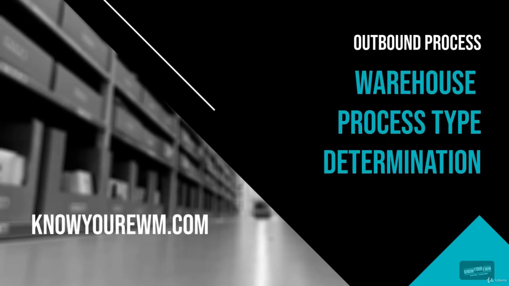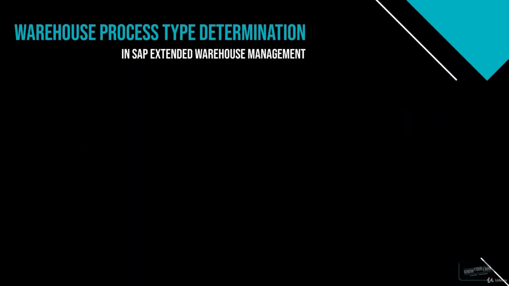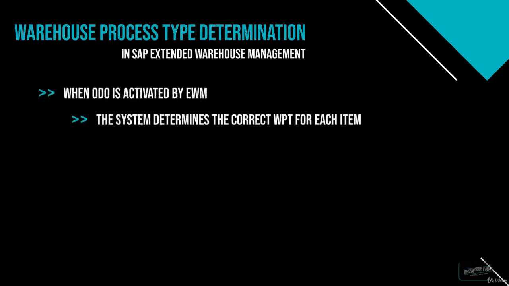Warehouse process type determination. Now that we customized the warehouse process type so that we can operate the outbound and stock removal process with it, we need to set up a determination so that when the EWM system activates the outbound delivery order, the system can determine which warehouse process type is to be used for which item. So let us have a look at how such a determination process looks like.